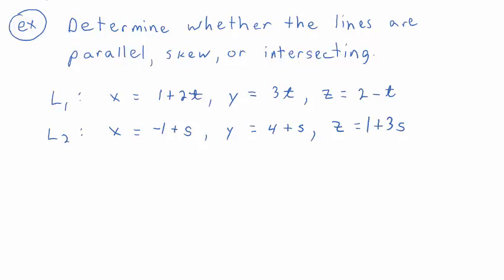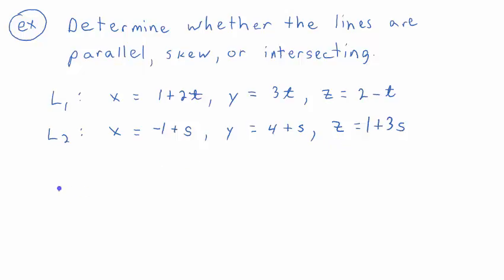Okay, in this example, we determine whether the given lines are parallel, skew, or intersecting. Skew means they're not intersecting or parallel, and that can happen in space. Line 1 is given by these parametric equations: x equals 1 plus 2t, y equals 3t, and z equals 2 minus t. Line 2 is given by x equals negative 1 plus s, the parameter is s for line 2, y equals 4 plus s, and z equals 1 plus 3s.